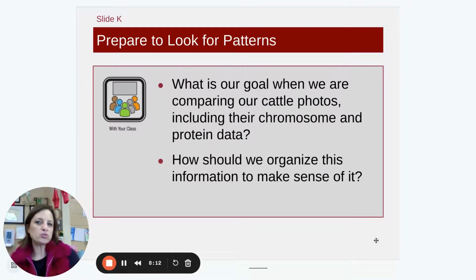We're going to look at some cattle photos. And I want you to think, what is our goal when we're looking at these? We're going to see chromosomes and the proteins. And how do you think we should organize this information? So pause the video and do that.